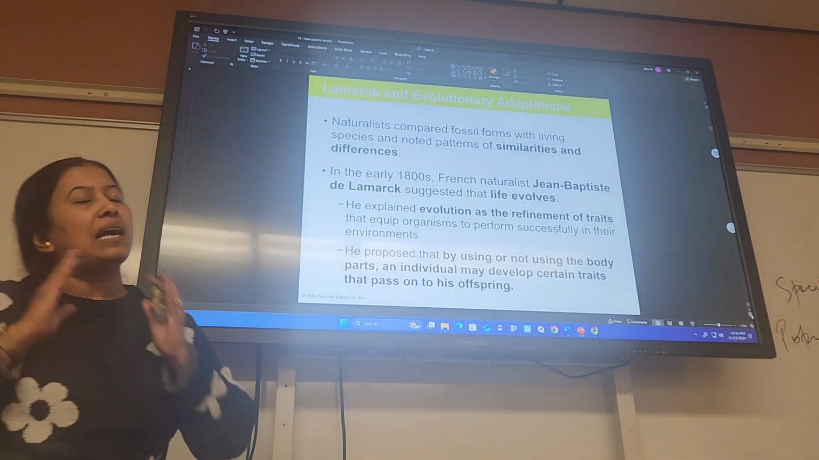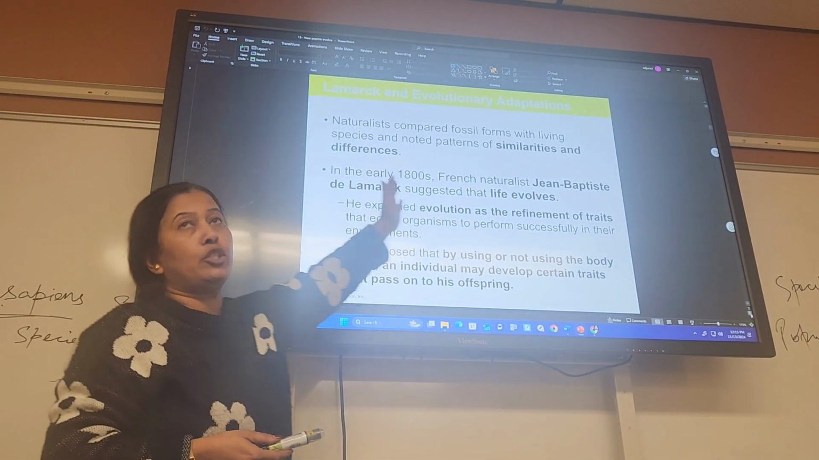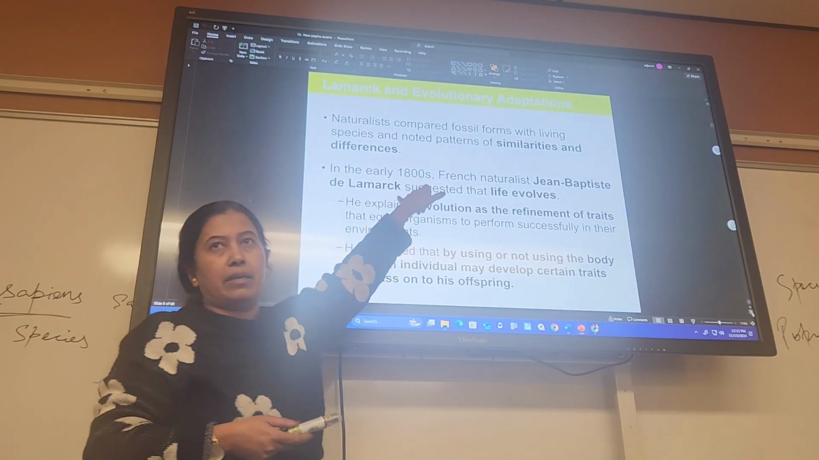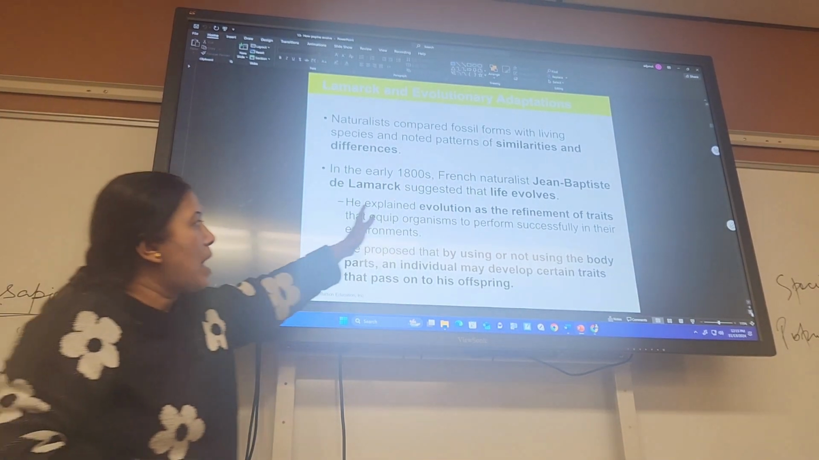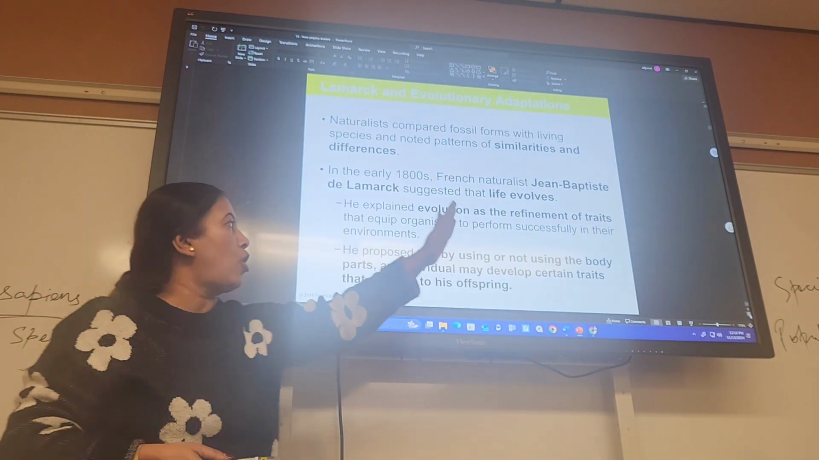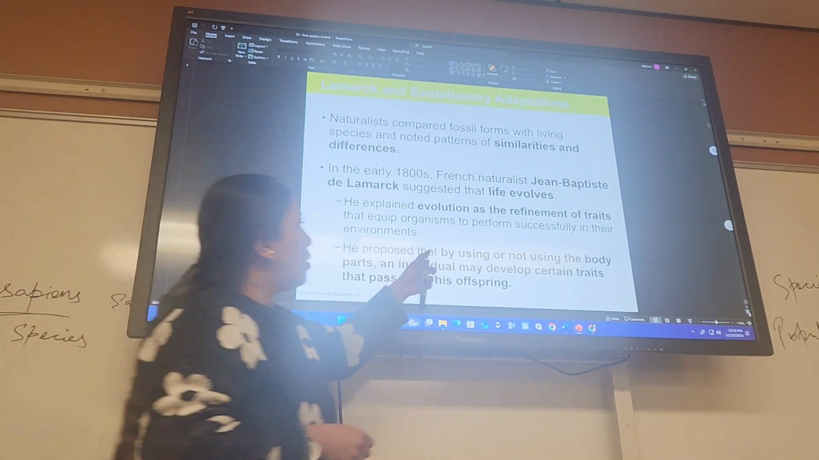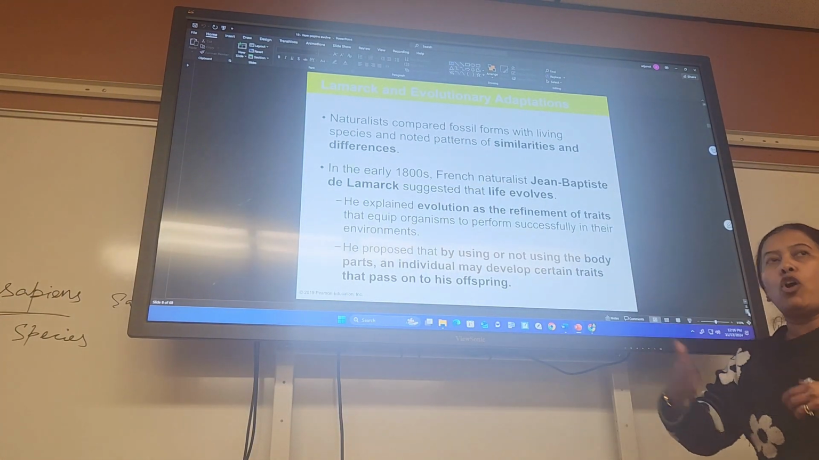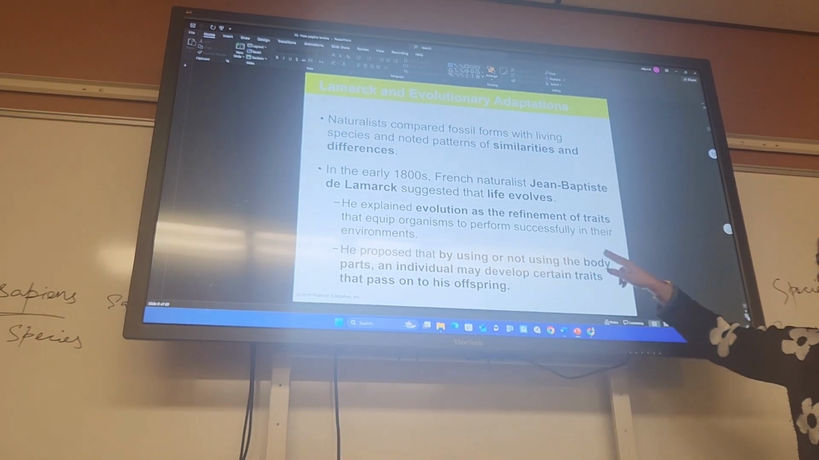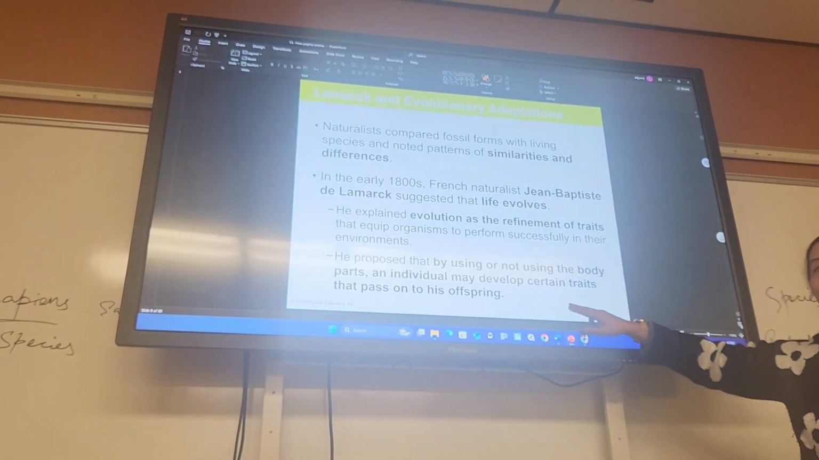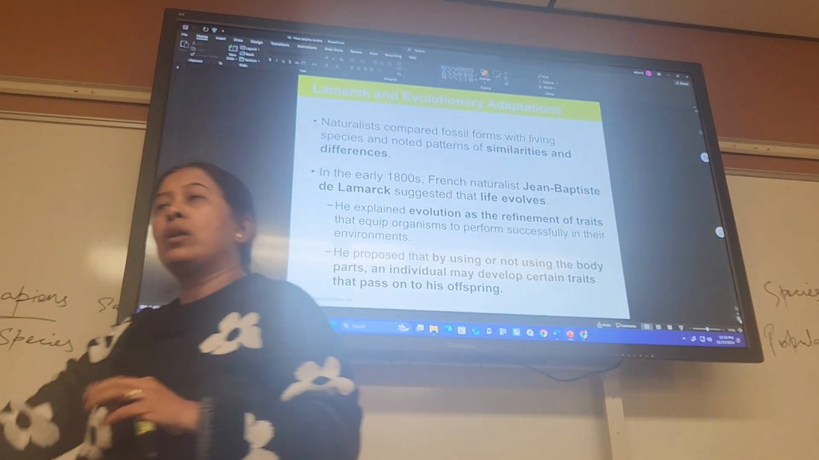So the first important scientific thought on this, of course there were many minor thoughts, came from a French scientist called Lamarck, in the 1800s. Lamarck came up with the hypothesis that evolution is a refinement of traits. What does that mean? Traits, you've learned in Mendelism, is a character, right? So a refinement means improvement of characteristics is going on. He said that by using or not using the body parts, an individual may develop certain traits that the individual is able to pass on to the next generation.